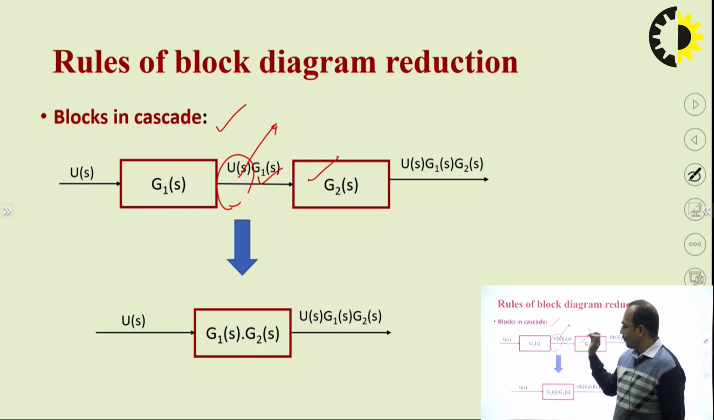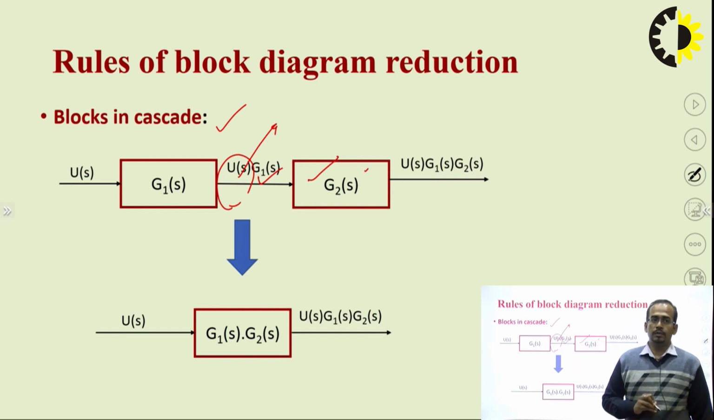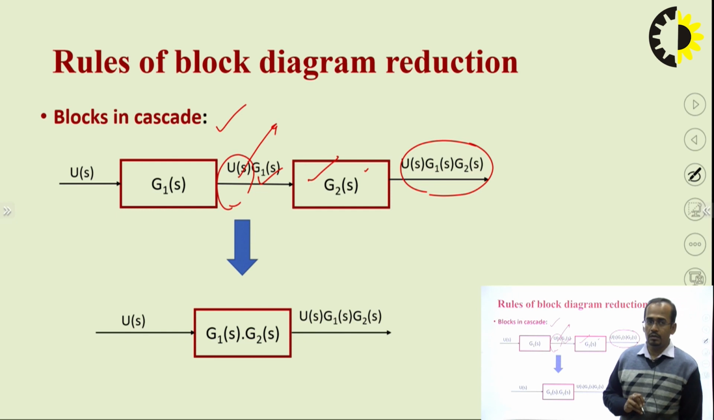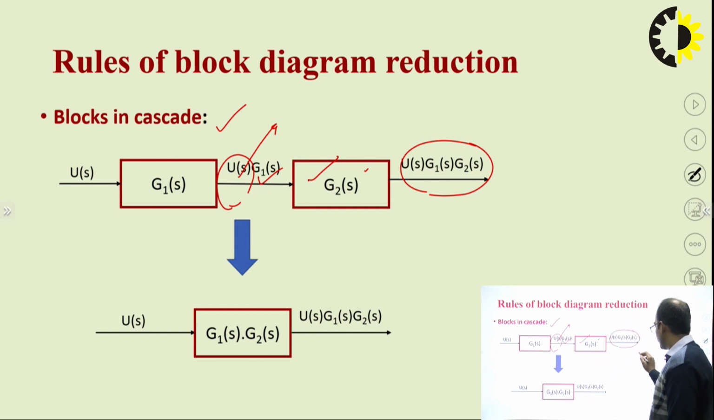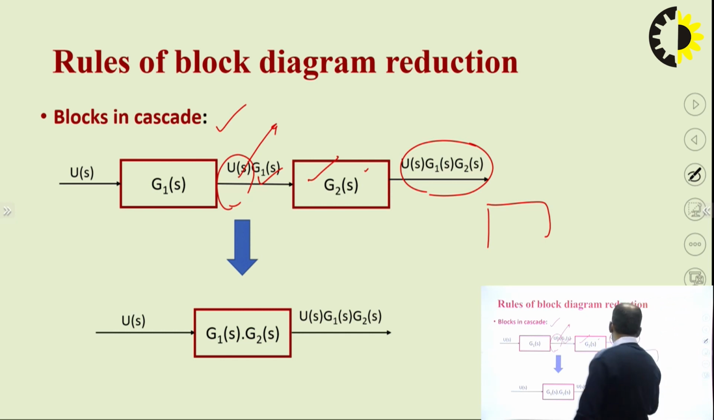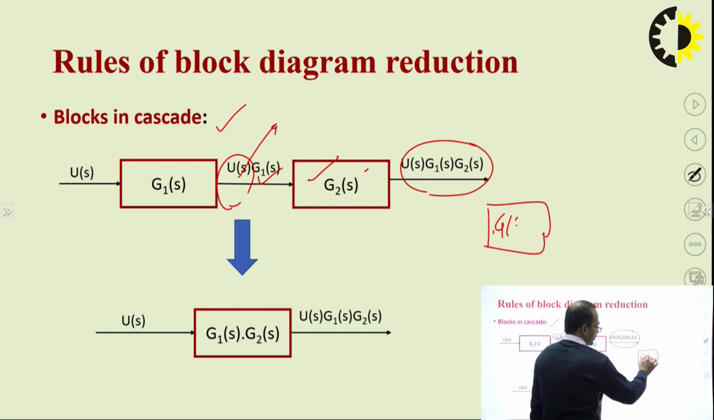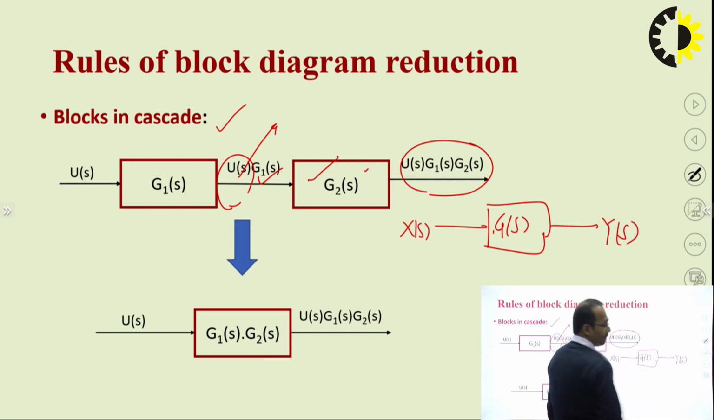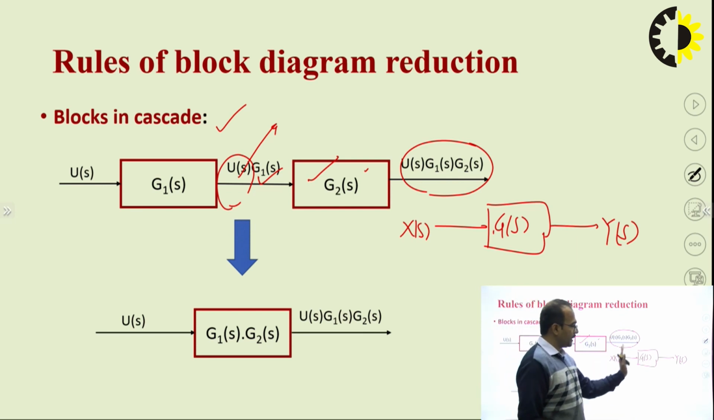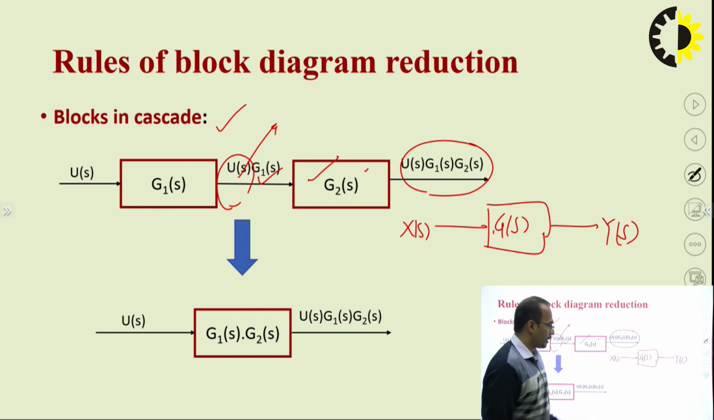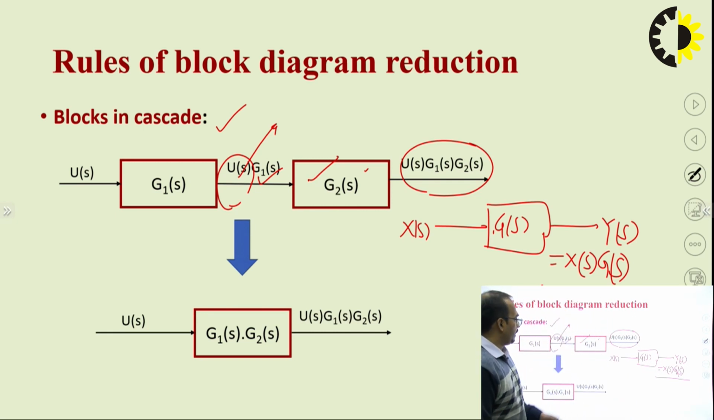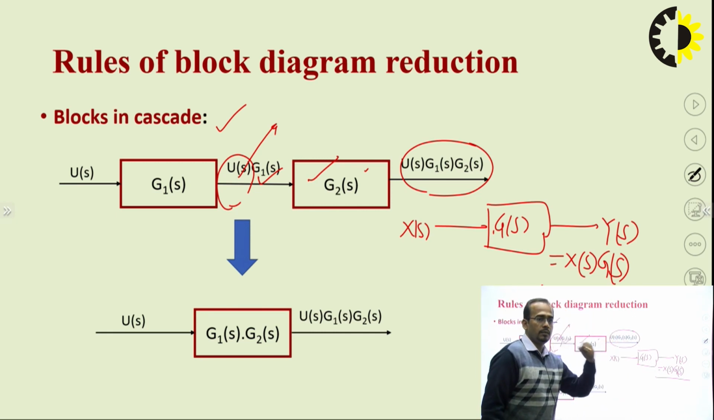This output of system 1 will work as input for system 2. So, what will be the output? U(s) G1(s) into G2(s). As you know, for any system, X(s) is the input and Y(s) is the output. What will be the value of Y(s)? Y(s) is nothing but the input multiplied by the forward gain or gain of the system, so Y(s) will be equal to X(s) into G(s). Following this method, we can write the output of system 1 and system 2.